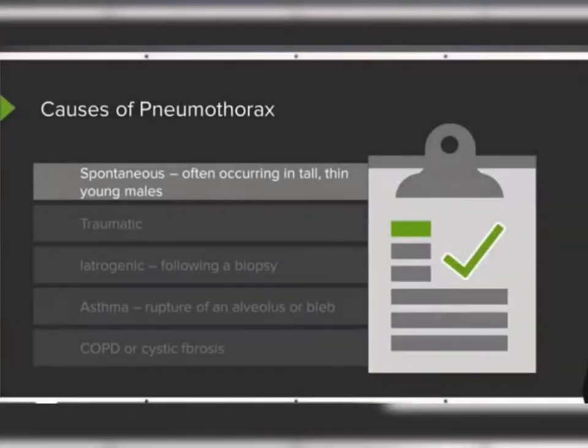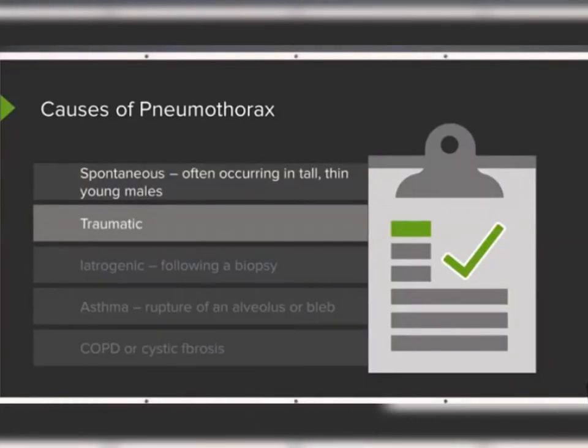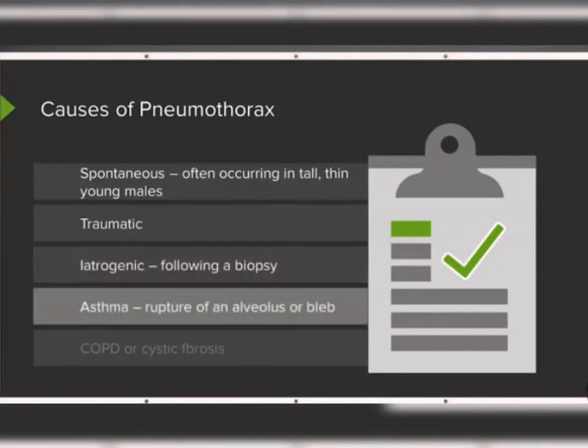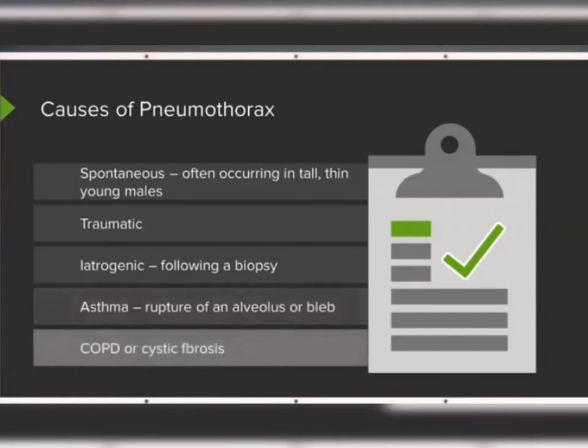Some common causes of pneumothorax include trauma, which can be caused by something like a rib fracture. They can occur spontaneously, often occurring in tall, thin, young males. They can be iatrogenic, which may follow something like a lung biopsy. They can be the result of asthma or rupture of an alveolus or a bleb, or they could be a result of COPD or cystic fibrosis, again because of rupture of an alveolus or a bleb.